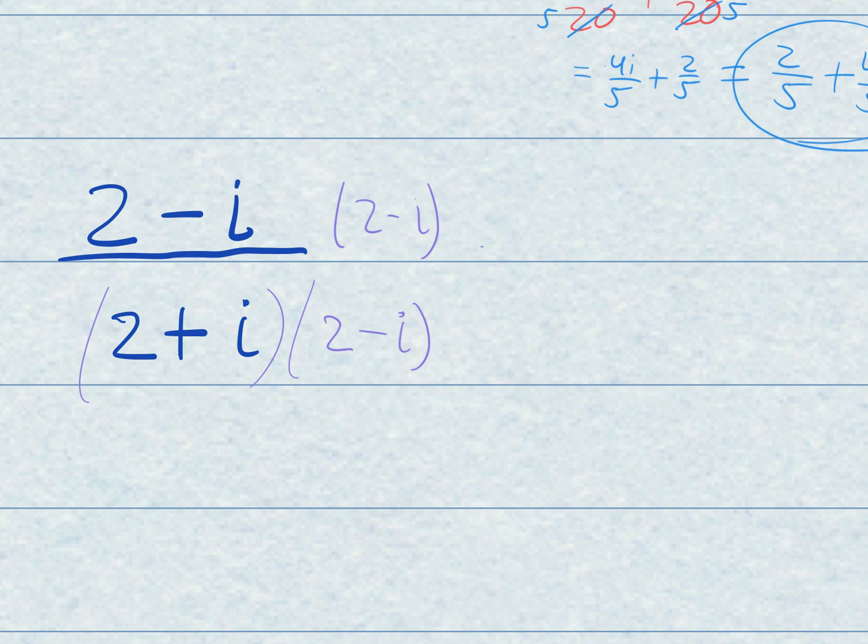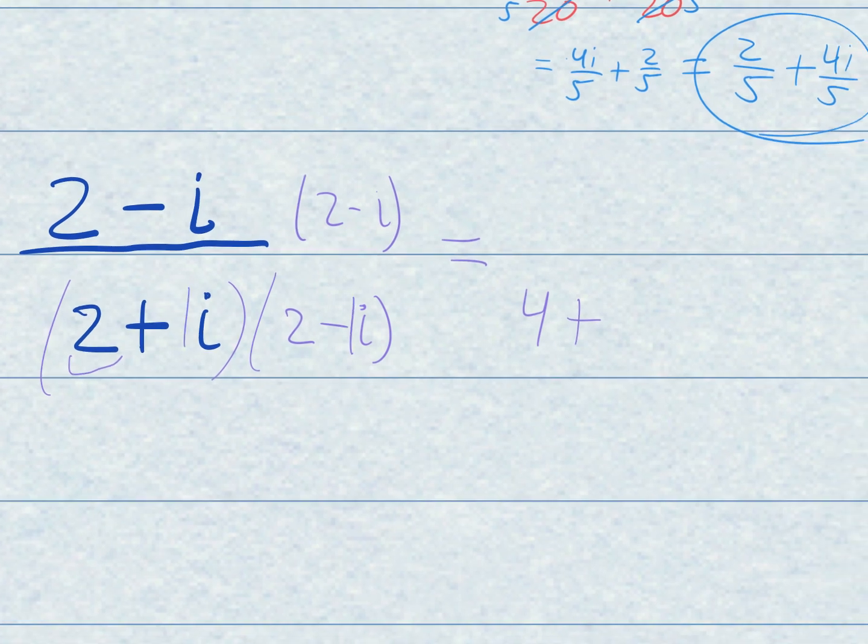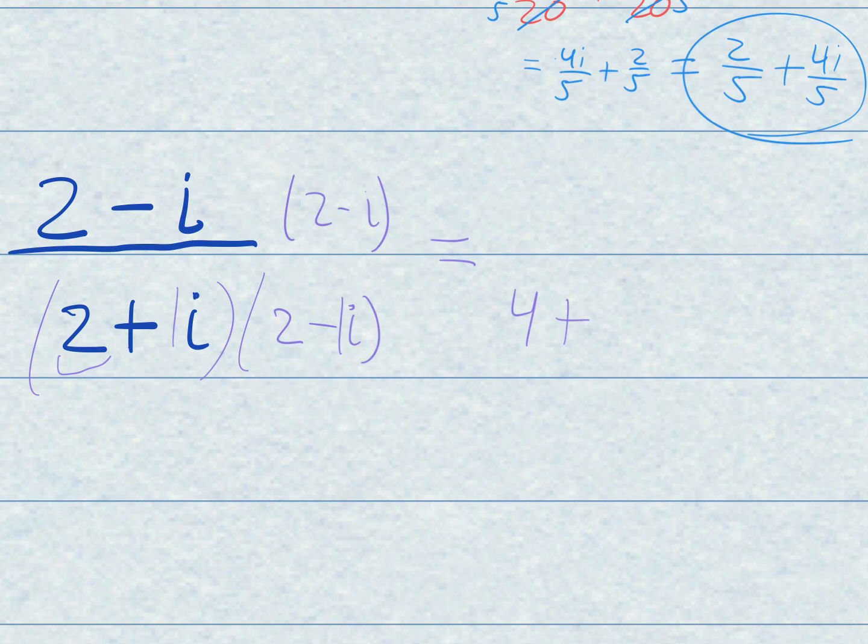And on the bottom, again, you can use your shortcut. So 2 squared becomes 4 plus, and then i. If there's nothing in front of the i, you assume it's a 1, just like with variables, just like with radicals. So we get 4 plus 1 squared, which is 1.